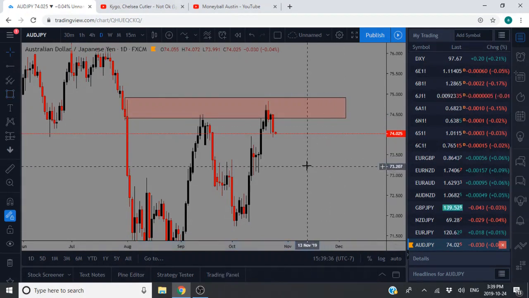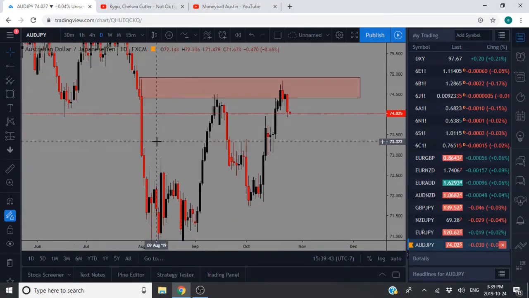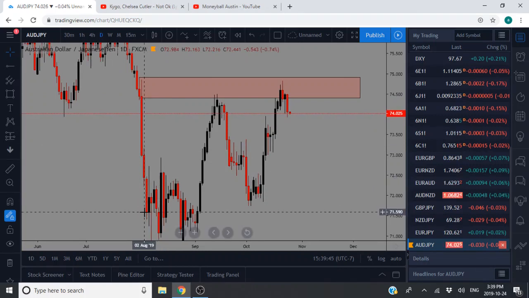I noticed that we are coming up into this daily drop-base-drop supply zone. So we know that there is a large amount of sellers here. Why? Because look how far this price moved down. Look how strong it moved down. We know that there is a large stack of sellers here.